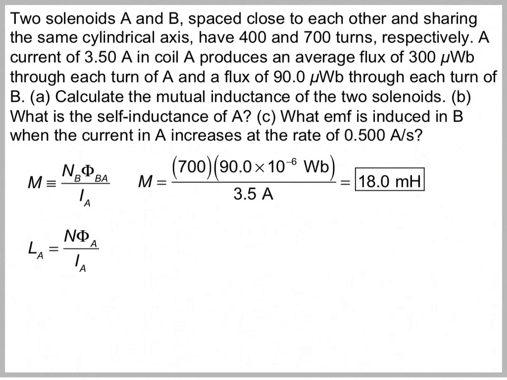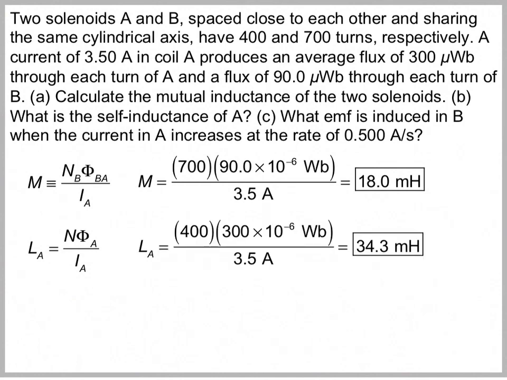So the flux through A is 400 turns times 300 microwebers due to the magnetic field, divided by 3.5 amps, so we get 34.3 millihenries. And we know that the EMF in B is minus M dI dt, so that's going to be the 18 millihenries, and we know that dI dt was 0.5 amps per second.